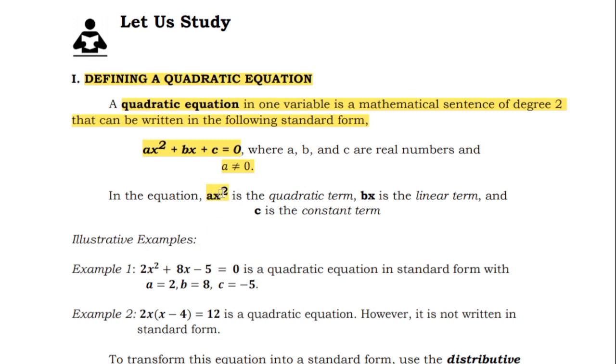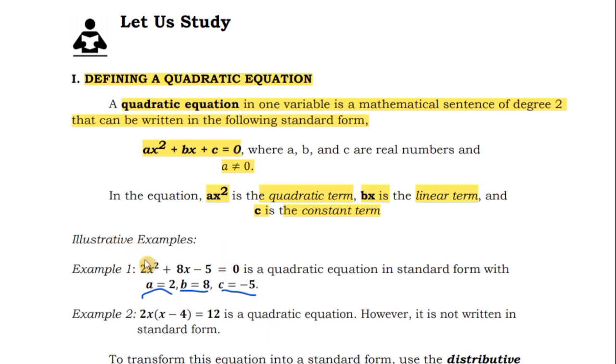So ax squared is what you call the quadratic term, bx is what you call the linear term, c is what you call the constant term. That is how we name the terms with respect to a quadratic equation of degree 2. So let's try now with an example. Example number 1: 2x squared plus 8x minus 5 equals 0. What is a quadratic equation in standard form? Where our a is 2, b is 8, c is negative 5.